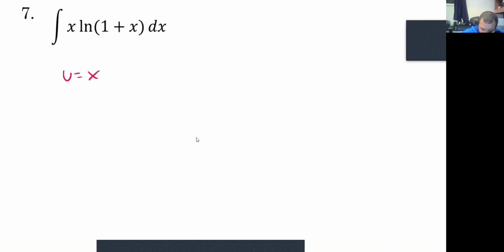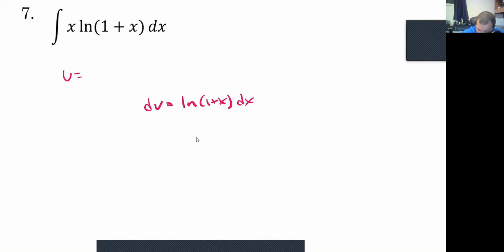Question 7, there's a little sneaky thing that we can do here because I think a lot of people will say, let's let u equal x. Say, let's let u equal x. Then dv is going to be the natural log of 1 plus x dx. So problem number 1, it's kind of hard to take the antiderivative of natural log of 1 plus x. So that would be a little tough, right? So this wouldn't be a great plan.